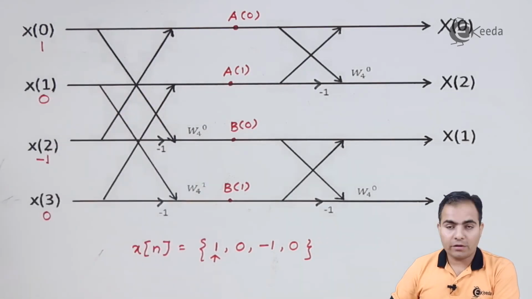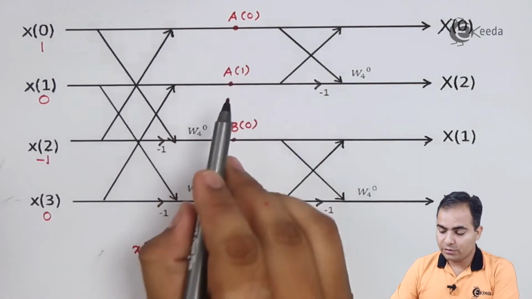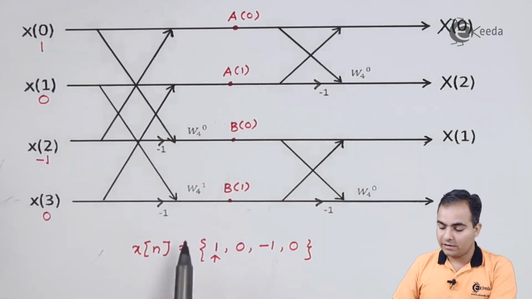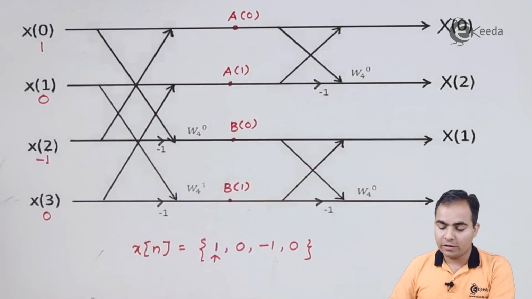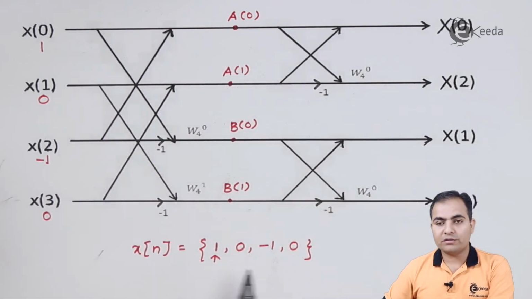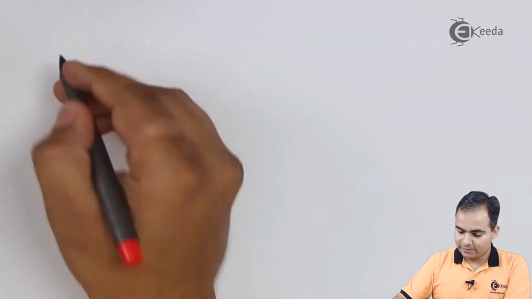Now, I have substituted all these values and we will calculate A0, A1, B0, B1. And then after calculating, I will again place all these values in my butterfly diagram, so that we will move on to x of 0, x of 2 and x of 1, x of 3. Now, we will calculate A of 0.